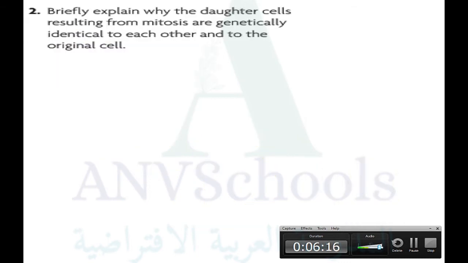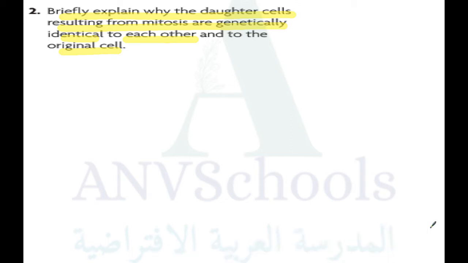The next question asks, briefly explain why the daughter cells resulting from mitosis are genetically identical to each other and to the original cell. You should explain to us briefly why. That is what the question wants. The question wants you to explain why the daughter cells here are actually identical.